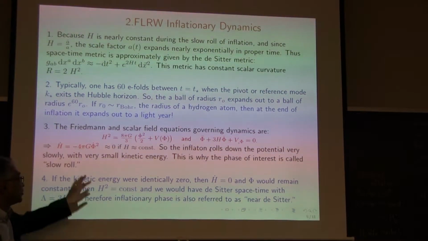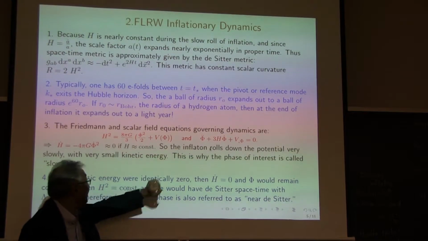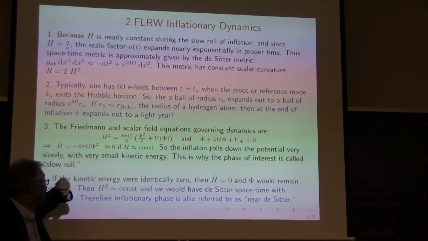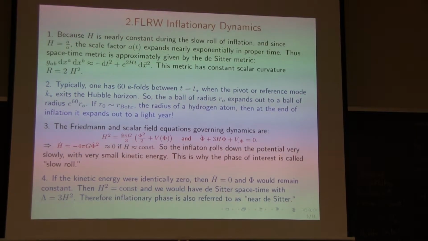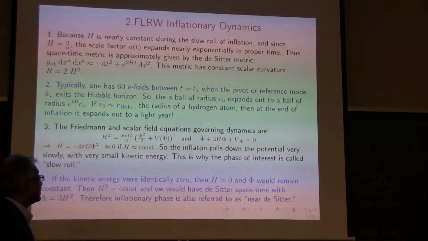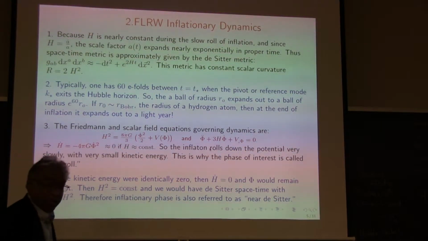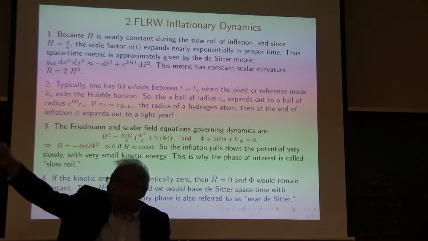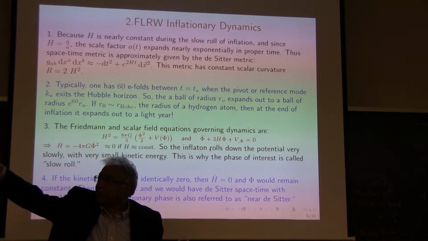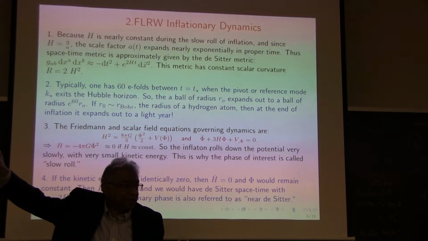So that is why we are assuming that it is actually slow rolling inflation. The inflaton rolls down the potential very slowly with very small kinetic energy, and that is why the phase of interest is called the slow roll. During slow roll, the potential is very shallow, and therefore the inflaton rolls down very slowly, so its kinetic energy almost doesn't change.